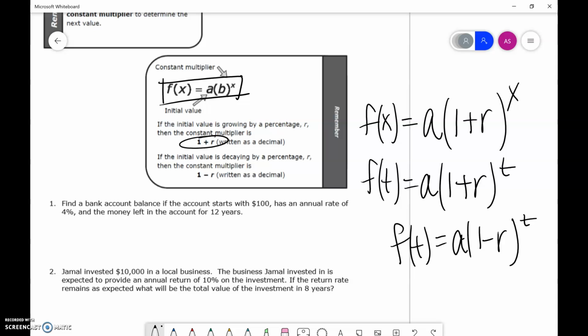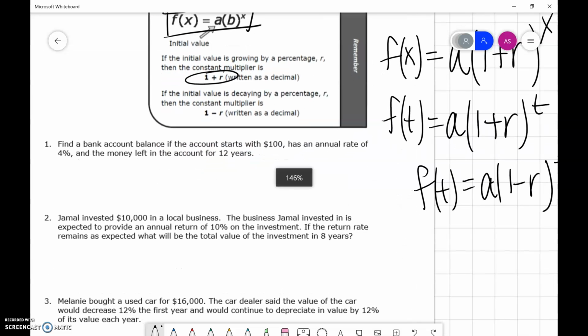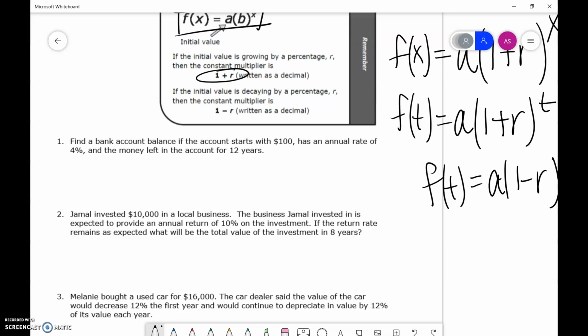So my plan is to look at the odd examples, and then I'm going to let you do the even examples on your own. So number one: find a bank account balance if the account starts with $100, has an annual rate of 4%, and the money is left in the account for 12 years.